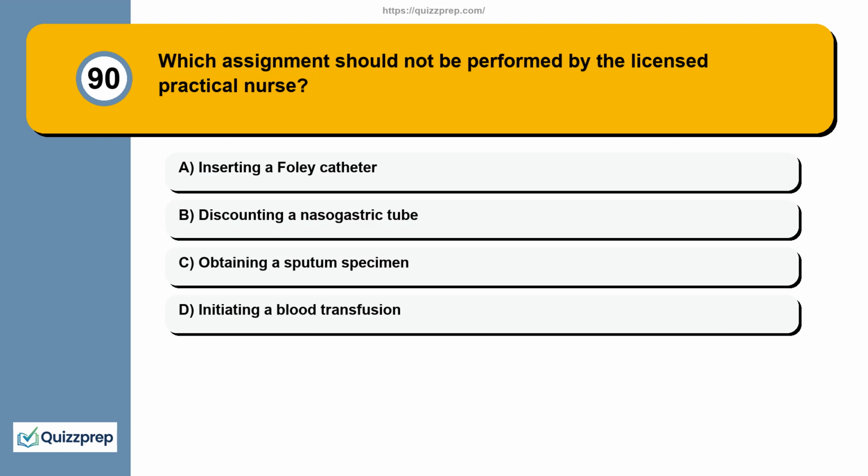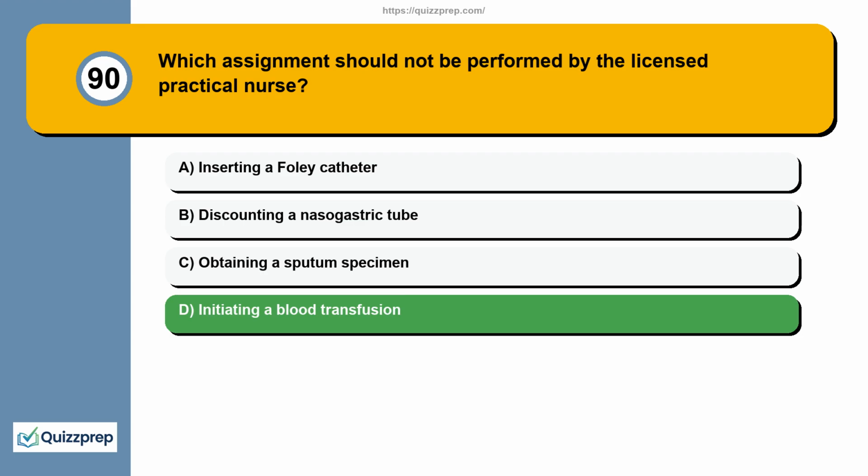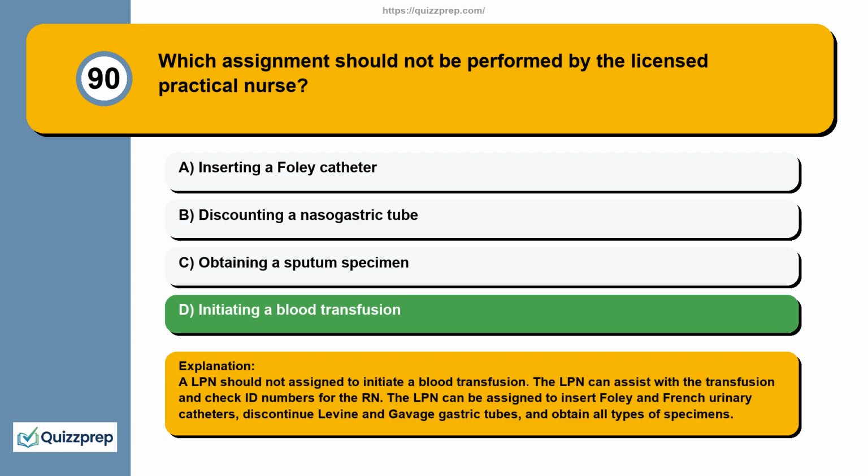Question 90. Which assignment should not be performed by the licensed practical nurse? Inserting a Foley catheter, discontinuing a nasogastric tube, obtaining a sputum specimen, initiating a blood transfusion. An LPN should not be assigned to initiate a blood transfusion. The LPN can assist with the transfusion and check ID numbers for the RN. The LPN can be assigned to insert Foley and French urinary catheters, discontinue Levine and Gavage gastric tubes, and obtain all types of specimens.